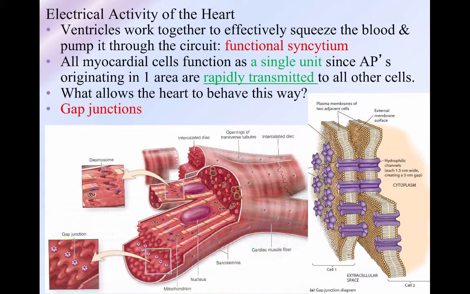And what this does is it causes a direct connection between the cytoplasm of one myocardial cell and the cytoplasm of another myocardial cell, and so we get direct transfer of action potential electrically from one cell to the next cell. And this is much, much faster than trying to use chemical synapse and release neurotransmitter. And so the action potential travels very quickly through all of the myocardial cells of the ventricle.